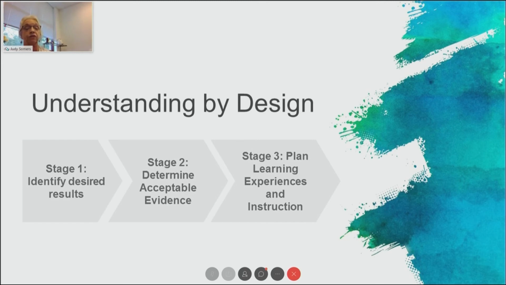So the first stage is to think about the desired results, what it is we want them to come away with. And then stage two is what's the evidence that's going to show us that they've identified those results, that they've accomplished those objectives. So the evidence would be what they are going to actually do to show us that, yes, they have understood that, they have accomplished this, they have done that. So those would be the activities, the assessment pieces that you put into your courses.